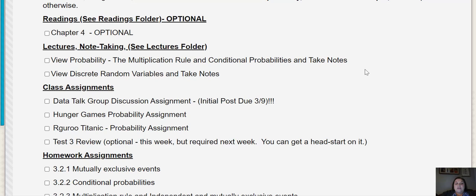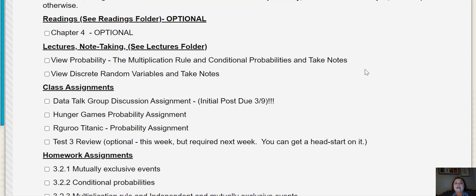For assignments, you technically only have 3; the last one is optional, and I'll explain that in a minute. You've got your data talk discussion, and the initial post is due by Wednesday the 9th. Then Hunger Games Part 2. I know you guys have been looking forward to that. We're doing an Our Guru assignment with a Titanic theme. The middle two, the Hunger Games and the Our Guru, both have to do with chapter 3 probability. And then Test 3, actually, that should say Test 2.